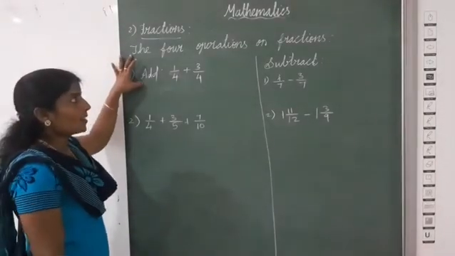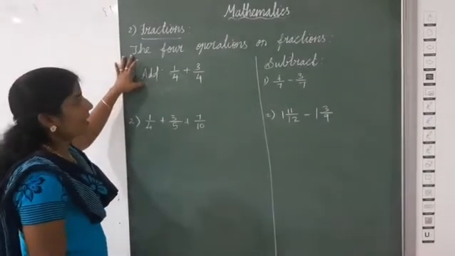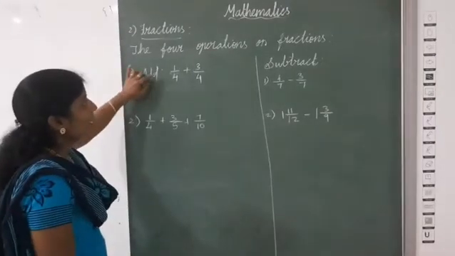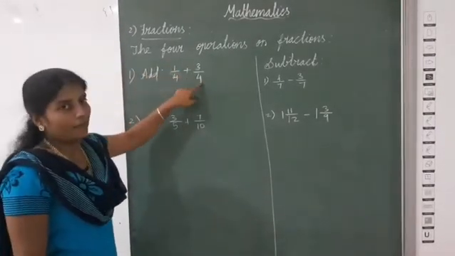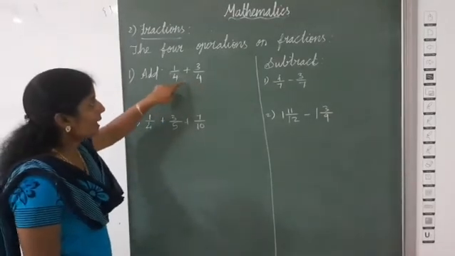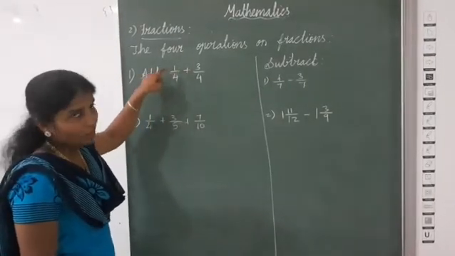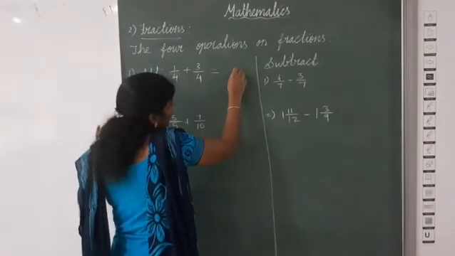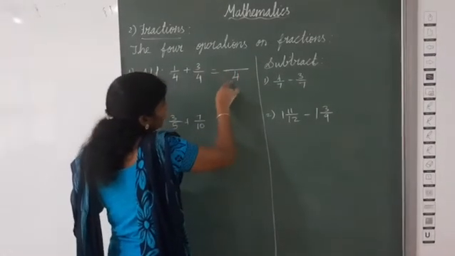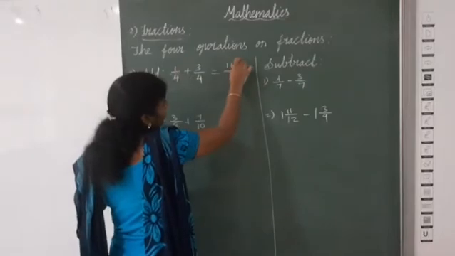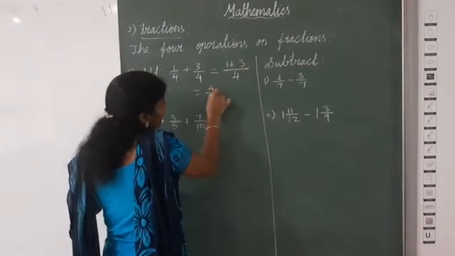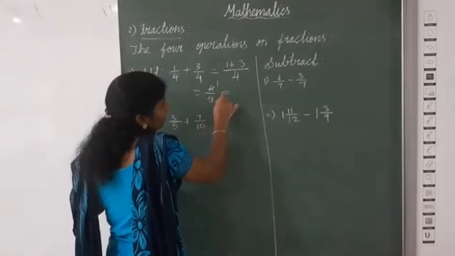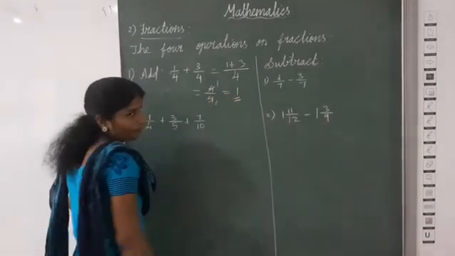Now the 4 operations on fractions: addition, subtraction, multiplication and division. First one, add 1 by 4 plus 3 by 4. Listen here, same denominator means we can add the numerators. We write the common denominator one time: 4. 1 plus 3 is equal to 4 by 4. Now 1 4 is 4, 1 4 is 4, so 1 by 1 is equal to 1. That is the answer.